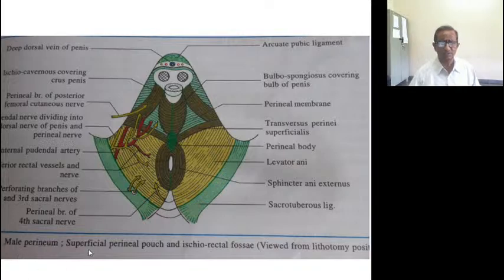So these are the contents of the superficial perineal pouch. We have the ischiocavernosus muscle, then bulbospongiosus muscle, and then transverse perineus superficialis. So we have three muscles: ischiocavernosus, bulbospongiosus, and the transverse perineus superficialis muscles. And of course, the perineal membrane is there. It is the upper covering of this superficial perineal pouch.